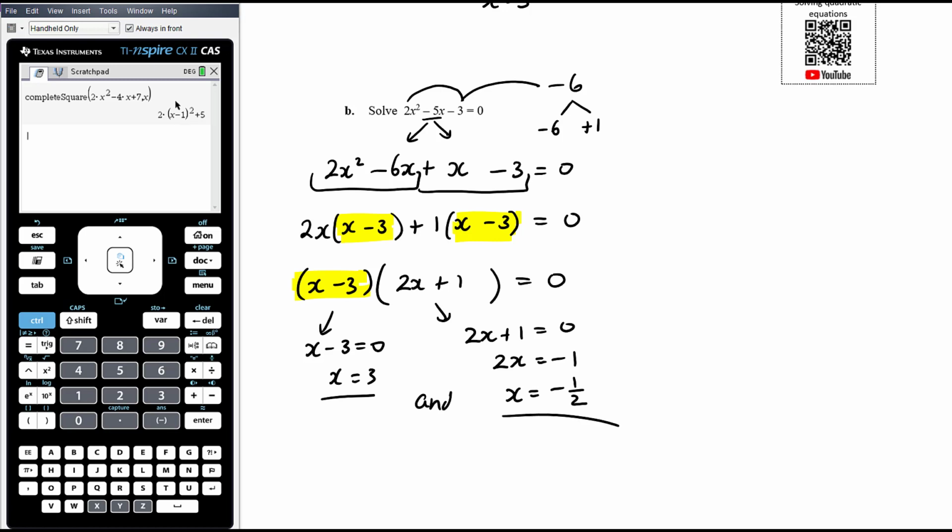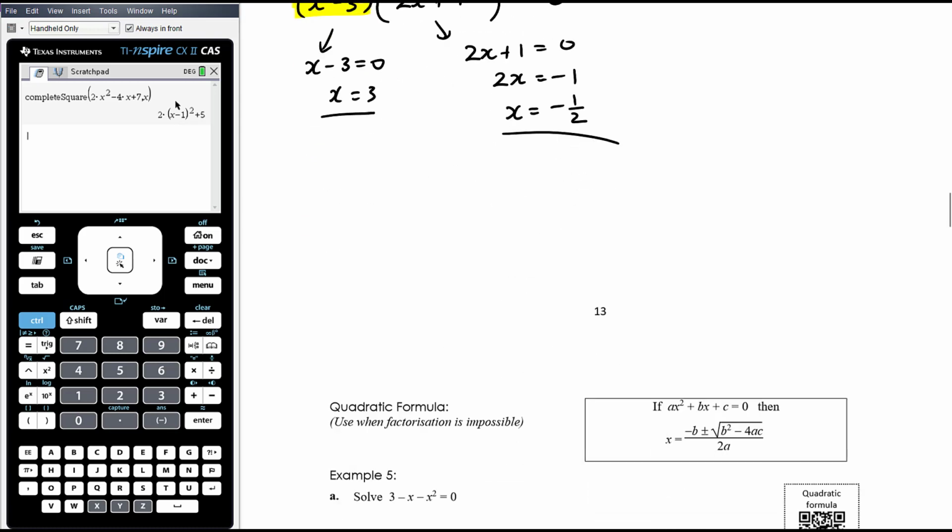Please never write the word "and" here. We'll review set notation coming up, but "and" is the intersection. There is no intersection between x equals 3 and x equals negative a half. If you must write a word, it should be "or", which is the union. But just don't write anything. Put a comma or don't write anything.